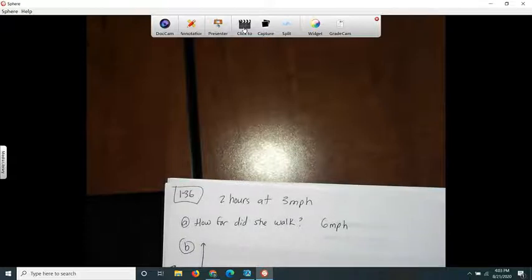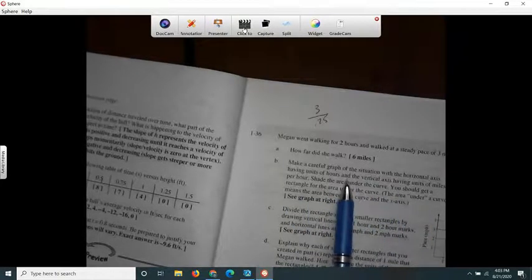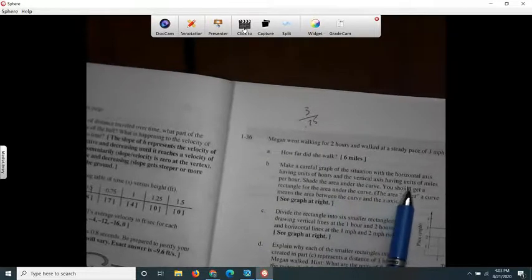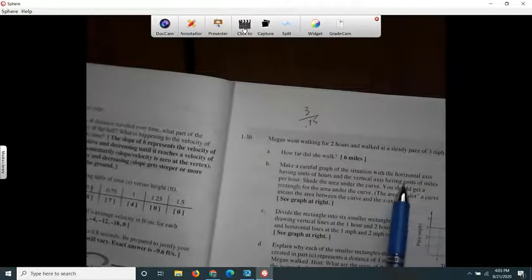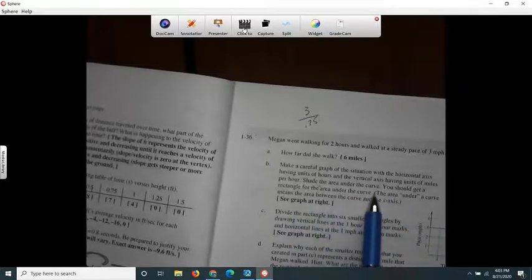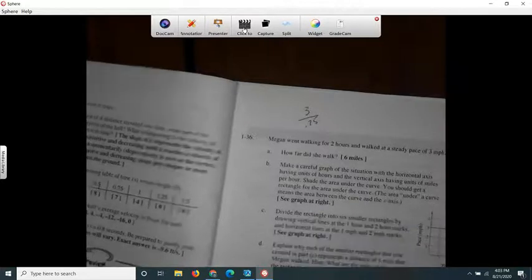And then letter B says to make a careful graph of the situation with the horizontal axis having units of hours and the vertical axis having units of miles. Oh, units of miles per hour. Shade the area under the curve. You should get a rectangle for the area under the curve. The area under a curve means the area between the curve and the x-axis.